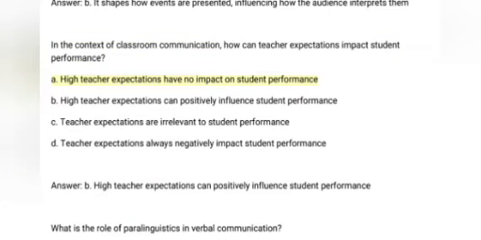In the context of classroom communication, how can teacher expectations impact student performance? A. High teacher expectations have no impact on student performance. B. High teacher expectations can positively influence student performance. C.